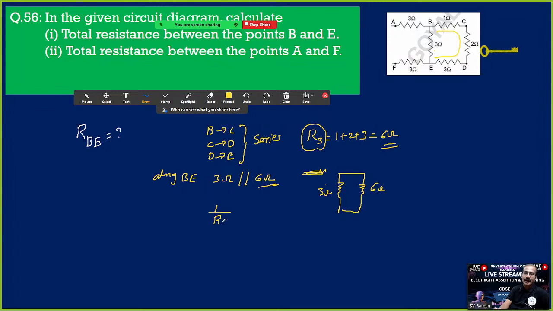So 1 by R parallel is equal to 1 by 3 plus 1 by 6. That is equal to 2 plus 1, 3 by 6, which is equal to 1 by 2. So R is equal to 2 ohms.